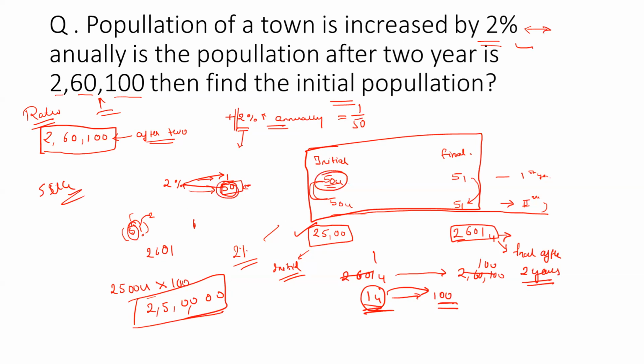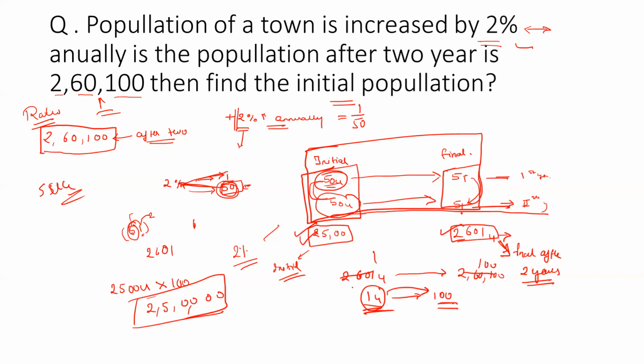So 2% of 50 is nothing but 1. So from 50 it increases to 51, and this is happening for 2 years. So I will take again 50 into 50, increasing with 51. So I got this for the first year and this for the second year. Now for the initial, I'll multiply this initial quantity, 50 into 50, and I will get 2500. And for the final, after 2 years, the population will be 51 into 51, that is 2601. This will be my population after 2 years.